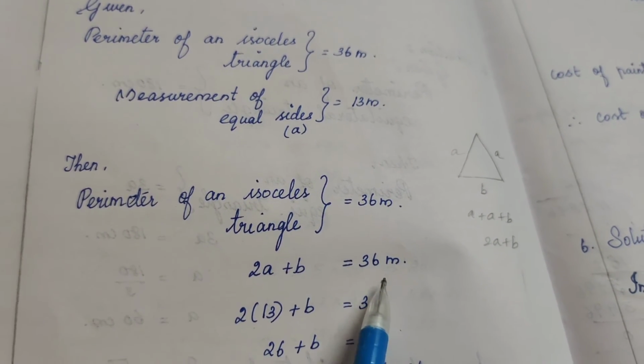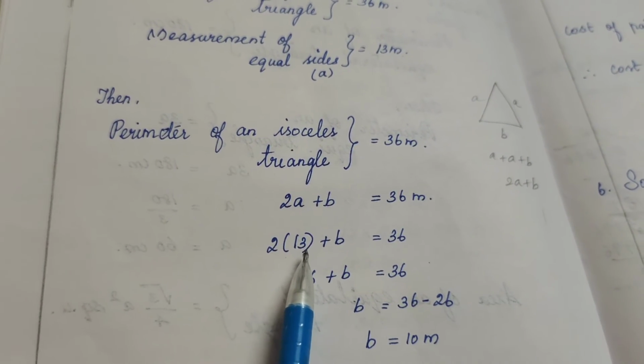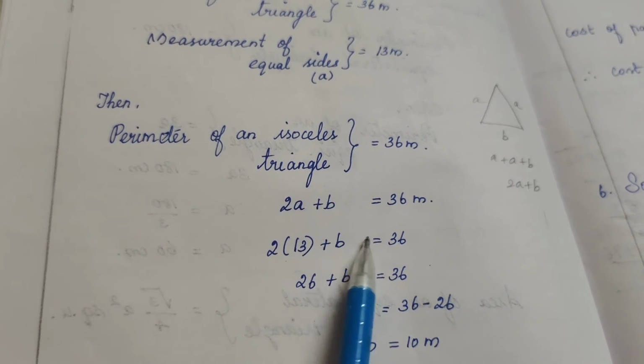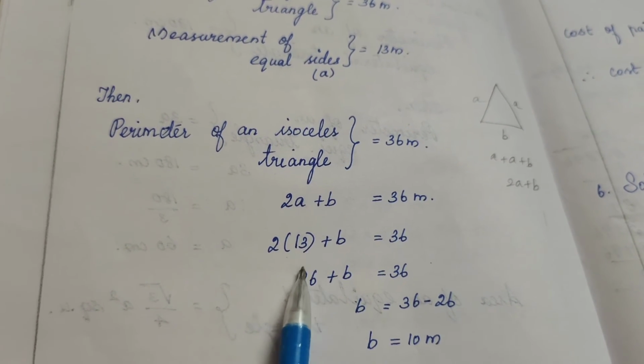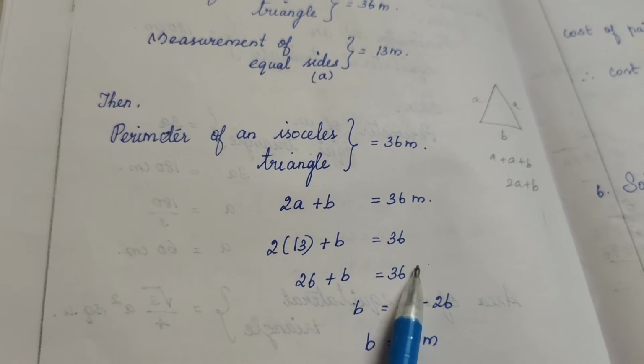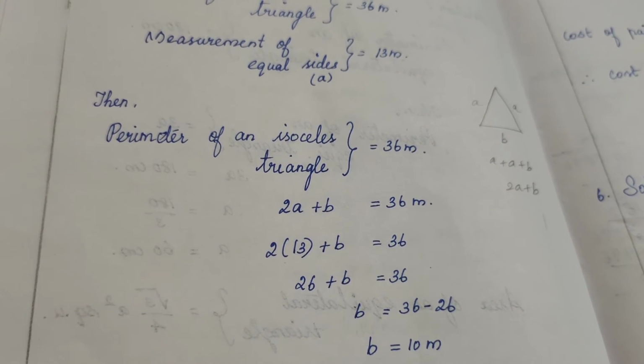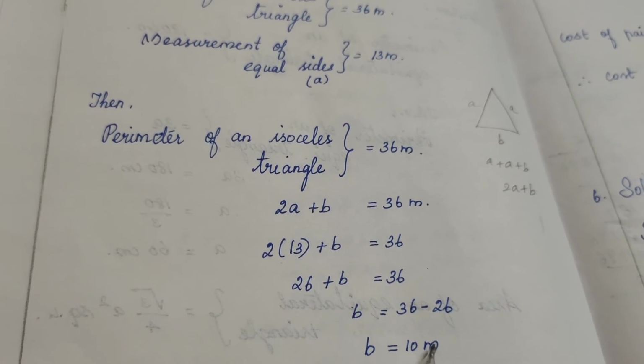From this we are getting the value of B. We know the value of A already, that is 2 into 13 plus B equal to 36. 2 13s are 26 plus B equal to 36. Then B equal to 36 minus 26. We are getting B equal to 10 meter.